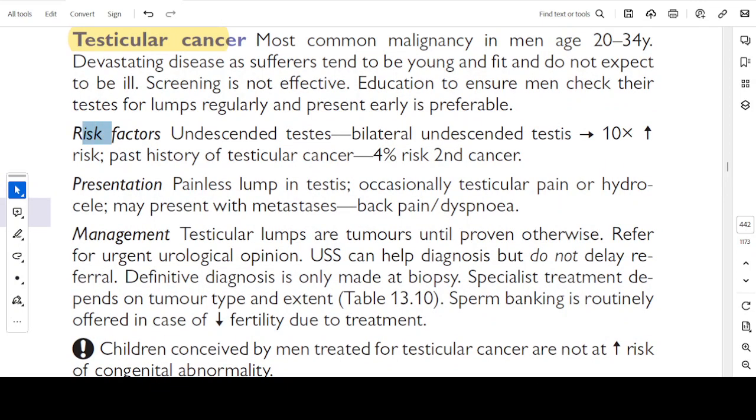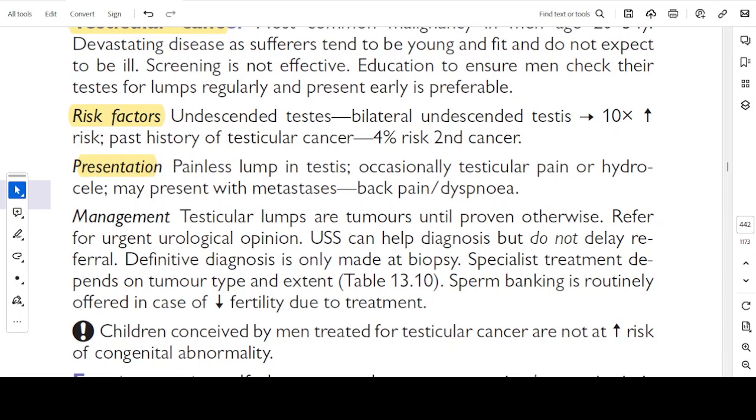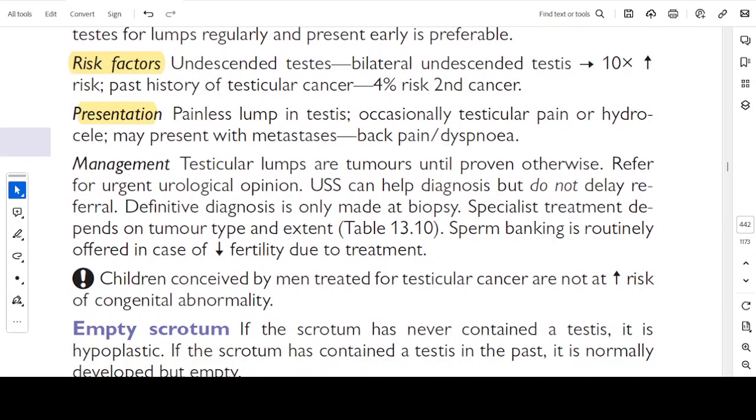Risk factors for testicular cancer: undescended testes, bilateral undescended testes 10 times increased risk, past history of testicular cancer 4 times increased risk. Presentation: either they present as a painless lump, occasionally testicular pain will be present, hydrocele may be present, with metastasis, back pain or dyspnea will be present.